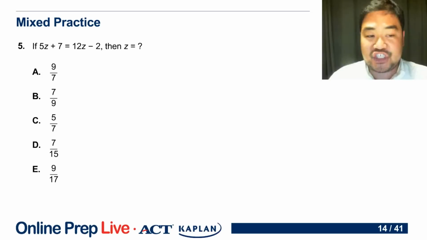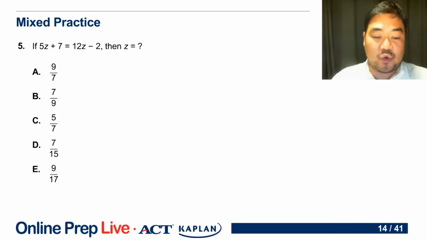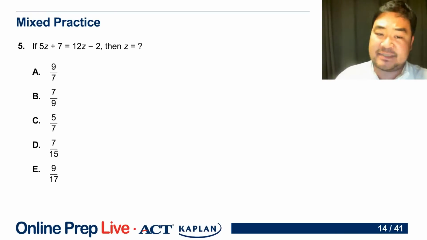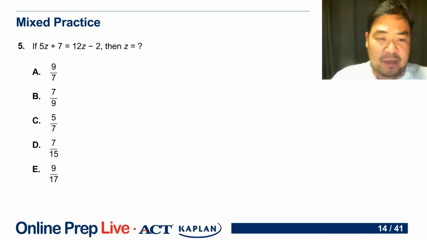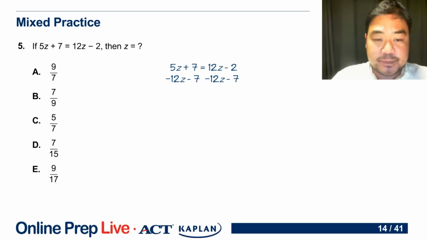What's the first step here to ultimately get z by itself? What's the first thing we need to do with this equation in order to get z by itself? I'm seeing a lot of folks mentioning, yeah, you got to move the z's over to the other side. We can do that by subtracting 12z from both sides of the equation. And then we can also move the 7 over to the right side.